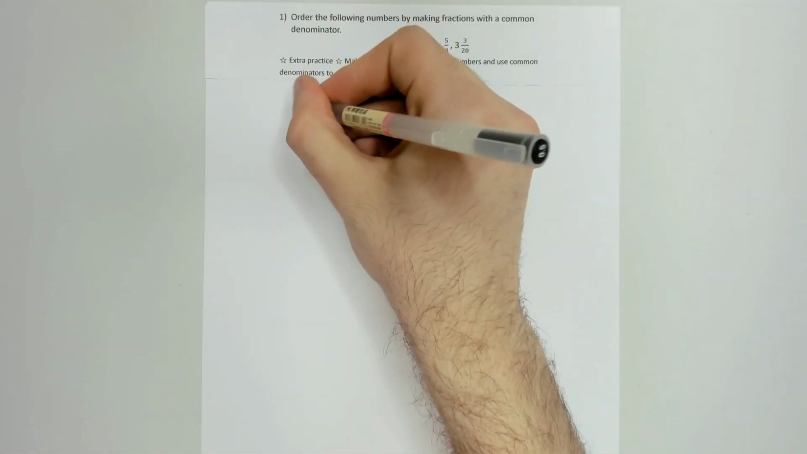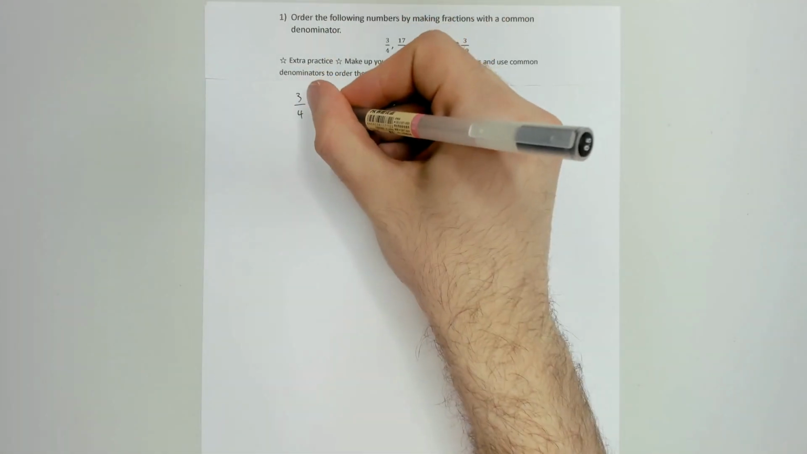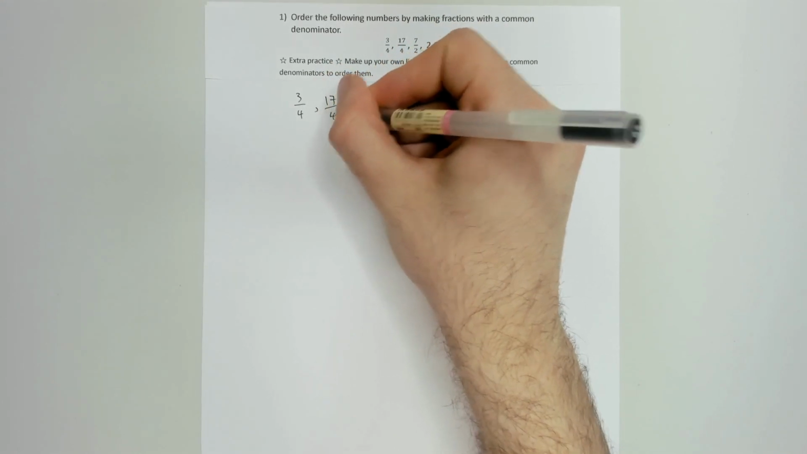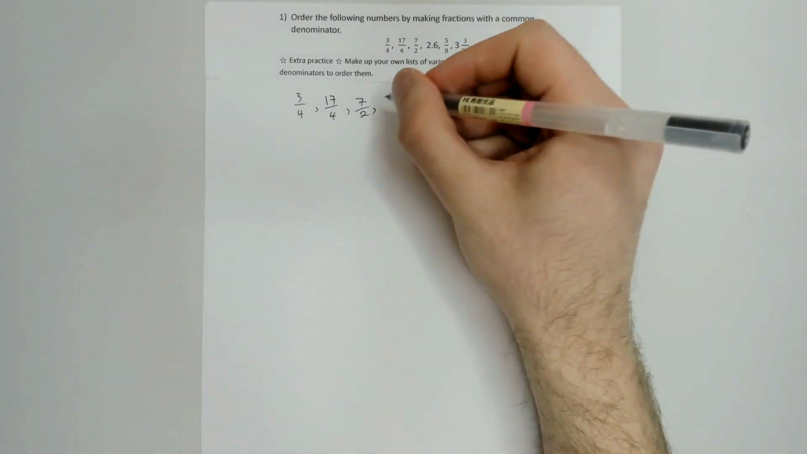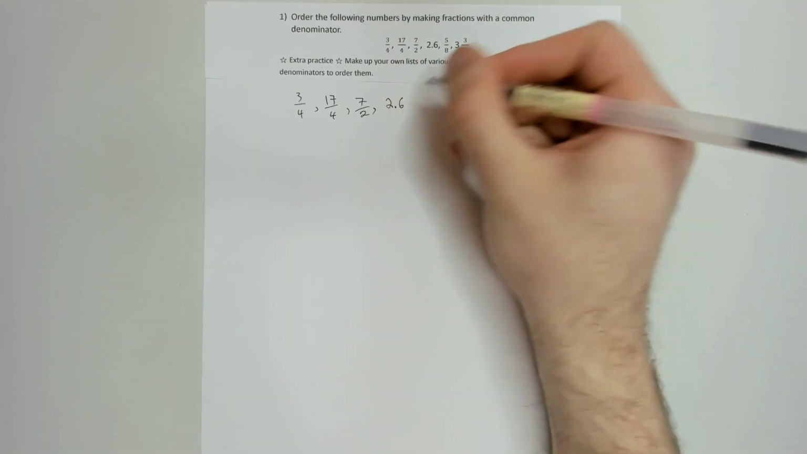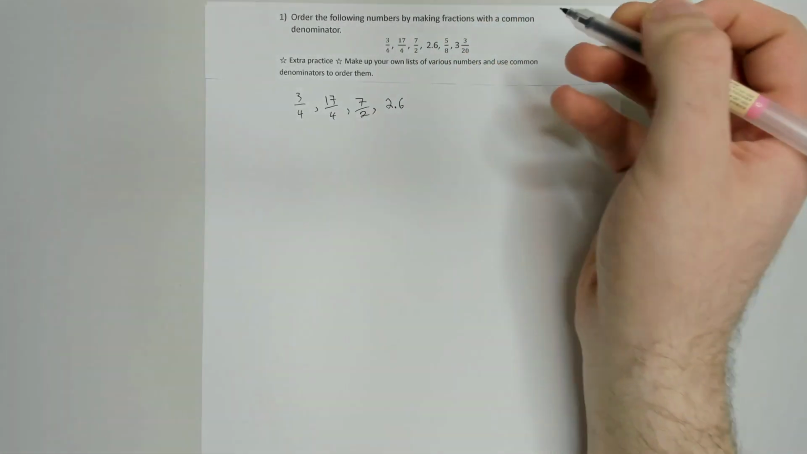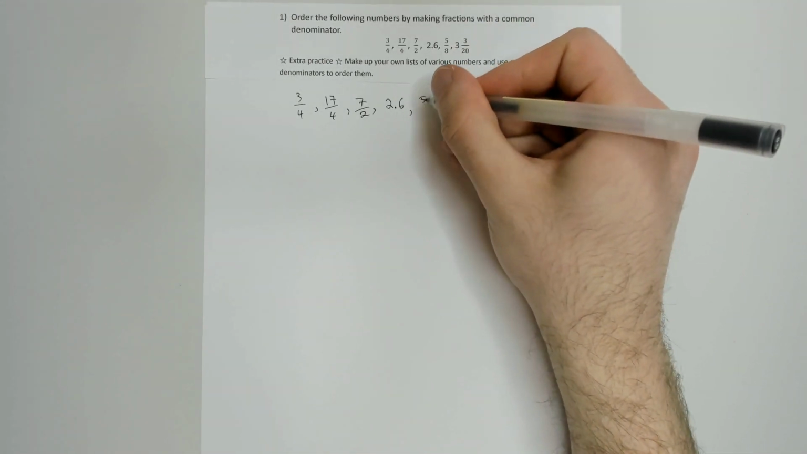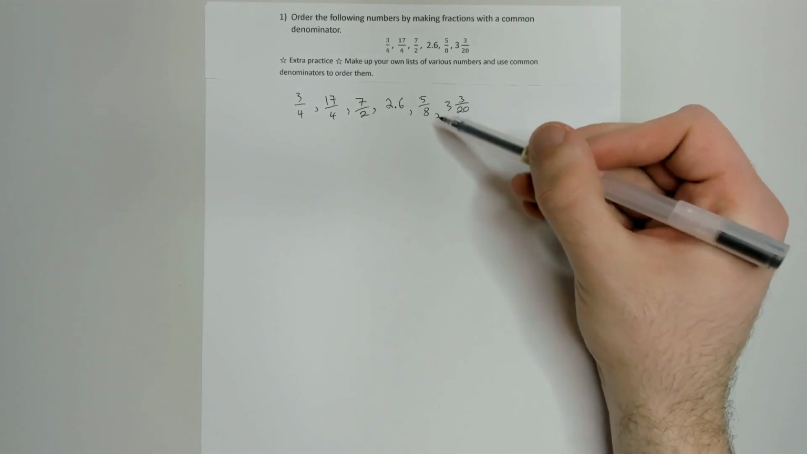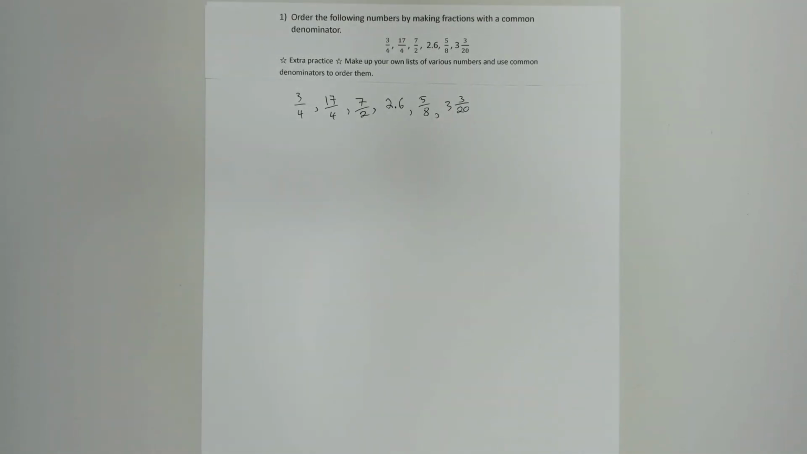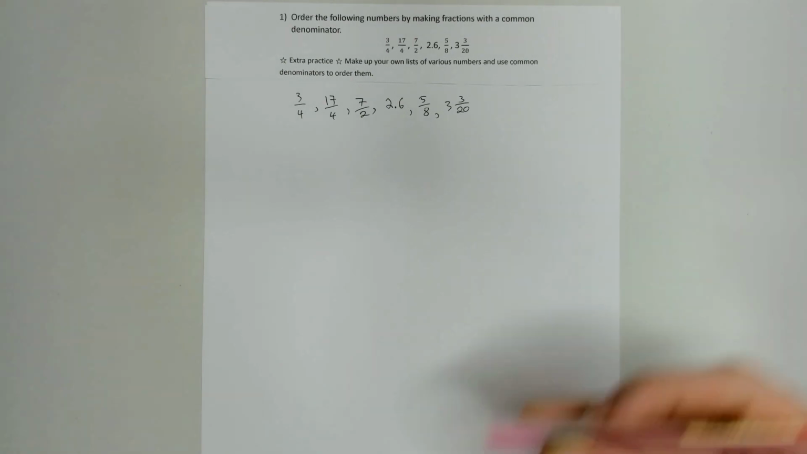So we've got 3/4, 17/4, 7/2, 2.6. We're going to have to put that into a fraction if we want to compare the denominators, and 5/8, and 3 3/20. And we're going to want to convert this into an improper fraction in order to compare the denominators. So let's maybe start with that.